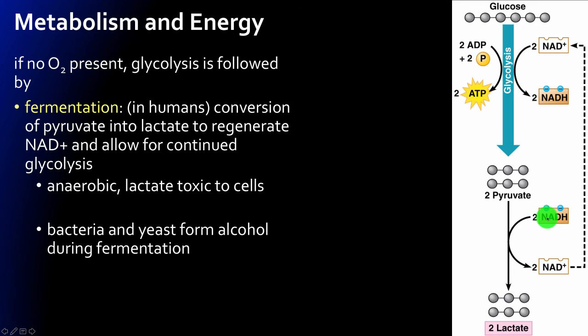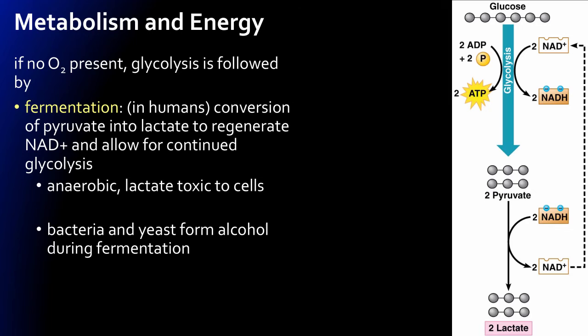So we need to do something with that hydrogen and those 2 electrons so that we can get our NAD+ back so we can continue to do glycolysis and to generate ATP. That is, the fermentation, this second component, isn't actually generating any ATP itself, but it allows us to continue the glycolysis process to generate 2 ATP. It's anaerobic. Lactate can be toxic to cells. It will build up. There becomes a problem with that.